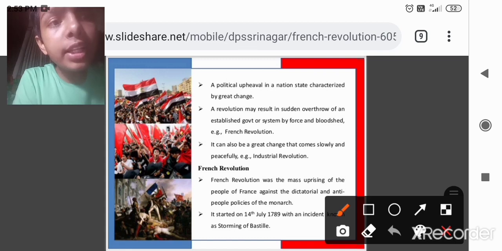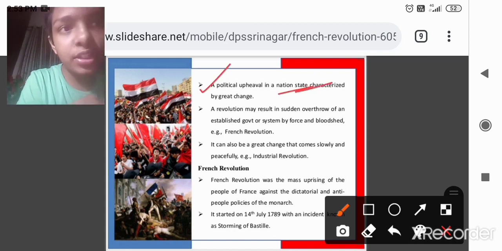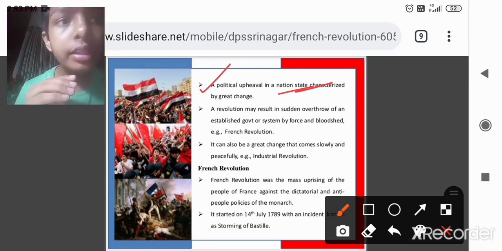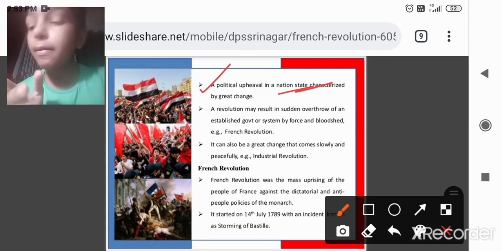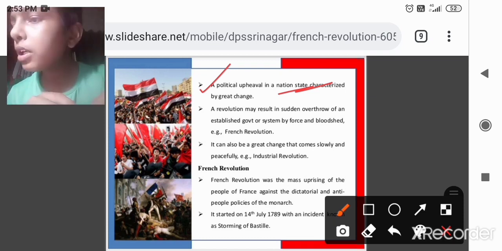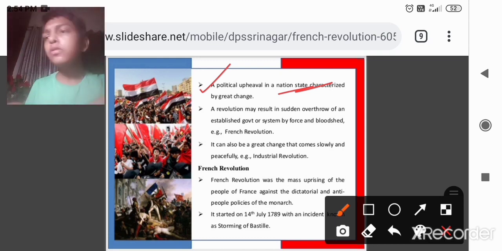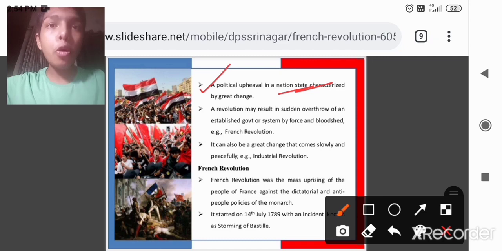So there was a political upheaval in a national state characterized by a great change, right? So there was political instability in the state of France. I'm having a look in the NCERT book also, and all these points are not mentioned. I will be teaching it from the NCERT book also. We will have a combination so that it will be good for you and you will get more knowledge, right? This is the first session only. We will not be going into very much detail, just the introductions will be given.